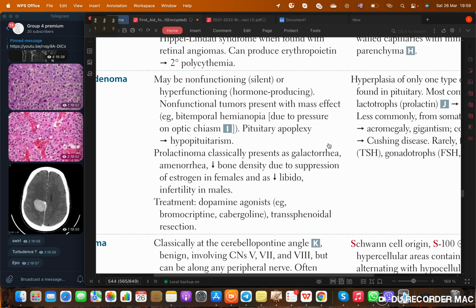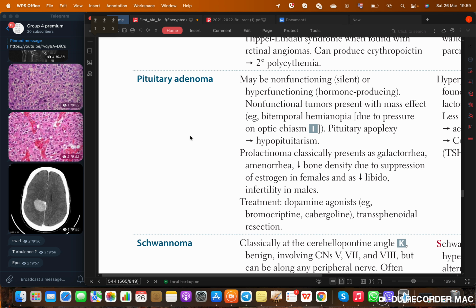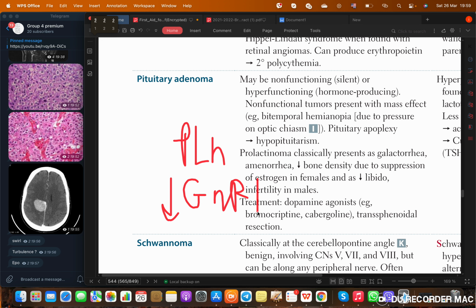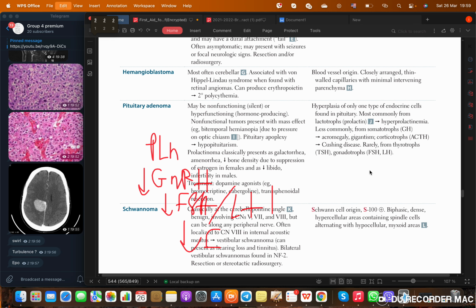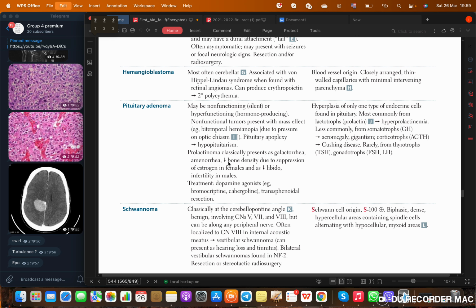Prolactinoma classically presents with galactorrhea, which is the breast starting to make secretions because of the prolactin, and amenorrhea. Why? Because the prolactin can inhibit GnRH. The inhibition of the gonadotropin releasing hormone will decrease the FSH and the LH. The decrease of the FSH and the LH will decrease the estrogen and the progesterone. Okay.